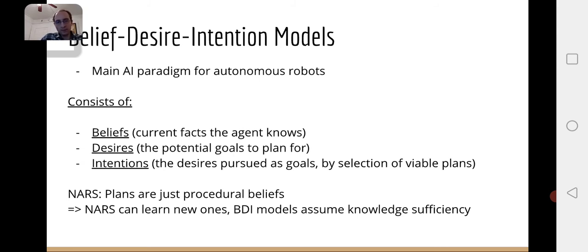They can be learned, their truth value can be updated by experience, while BDI models usually assume knowledge sufficiency, which is the designer has to put in all the information it needs to complete a task, and if the knowledge it has is not sufficient, it will fail, while NARS is able to learn new procedure knowledge from observations and trial and error and so on.